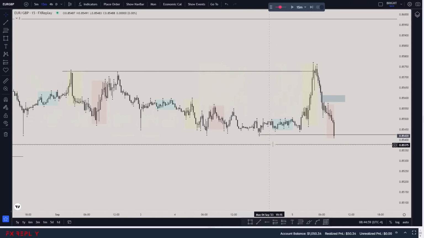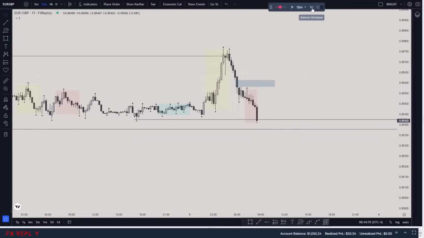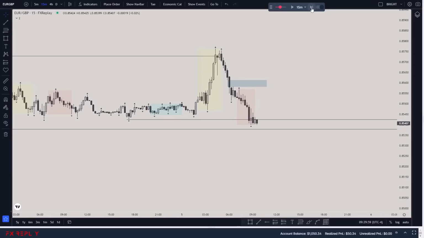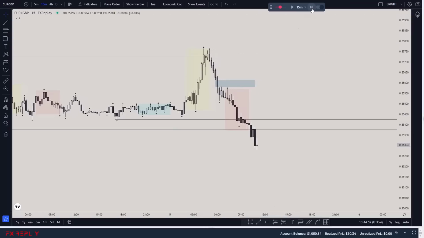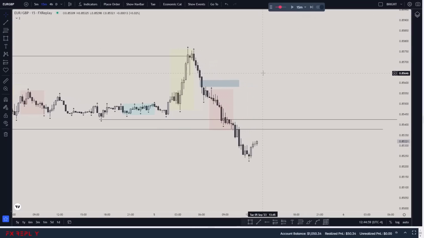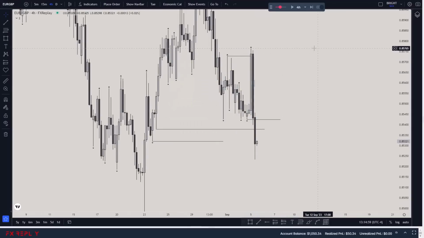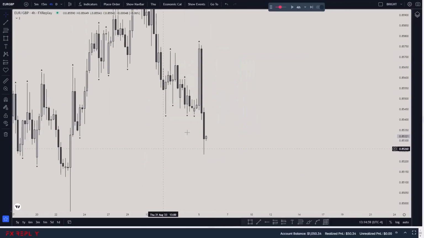And price actually goes to this low right here. So let's see if there is a reaction from this level. There's nothing. To the other liquidity level, do we have a reaction? There's nothing, and we are out of the kill zone. So back to the 4 hour. We did not have a trade here. So let's see where we go now.